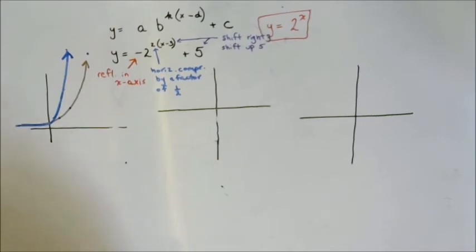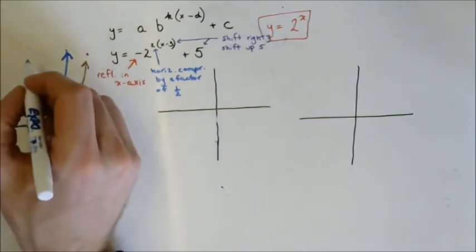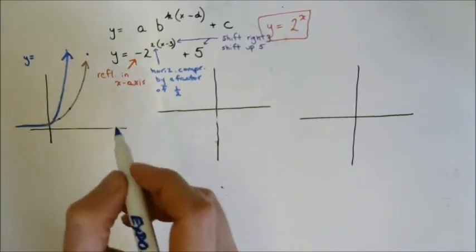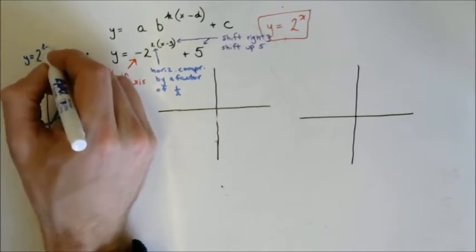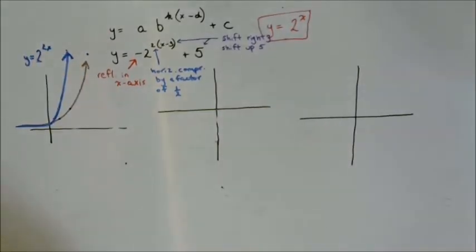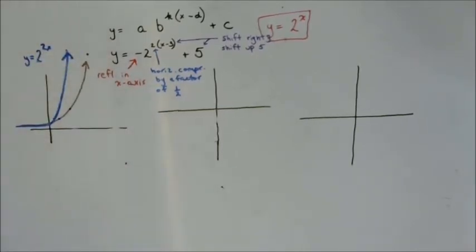So the only thing that we have applied here is the horizontal compression by a factor of 1/2. So I'm going to name my graph here. All I did was took 2 to the x and made it 2 to the power of 2x. Okay, that's the only transformation we've applied so far.